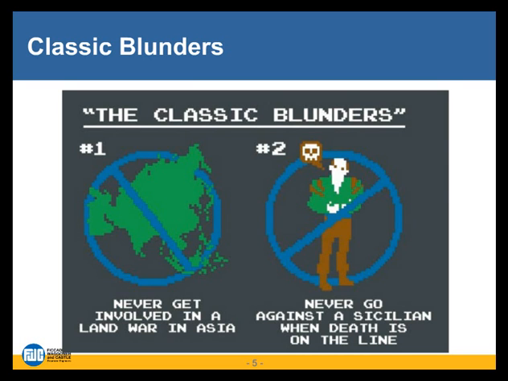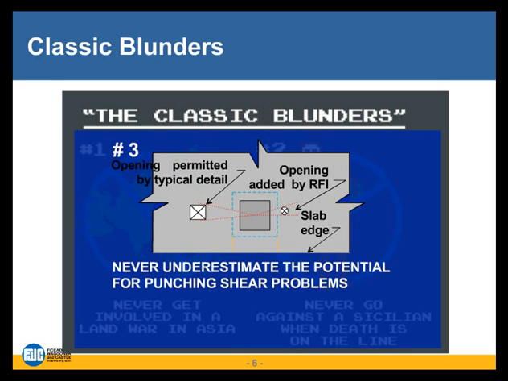So as an engineer, I sort of have some sort of an obligation, or maybe it's just me, to make a Princess Bride reference every so often. So today, you guys get the benefit of my Princess Bride references. In the Princess Bride, they talk about the two classic blunders: never get involved in a land war in Asia, and never go against the Sicilian when death is on the line.